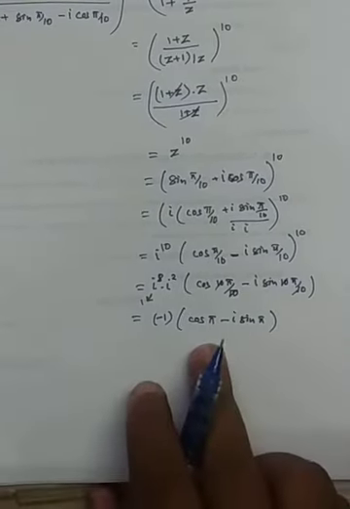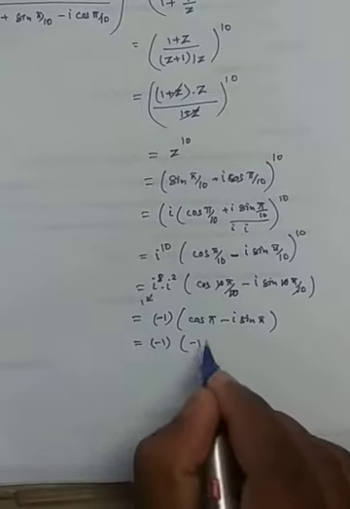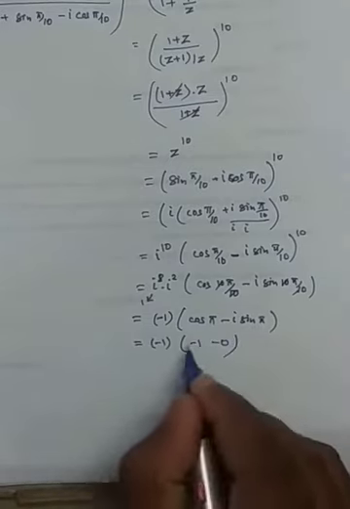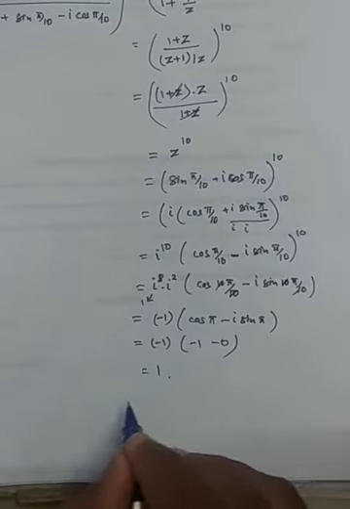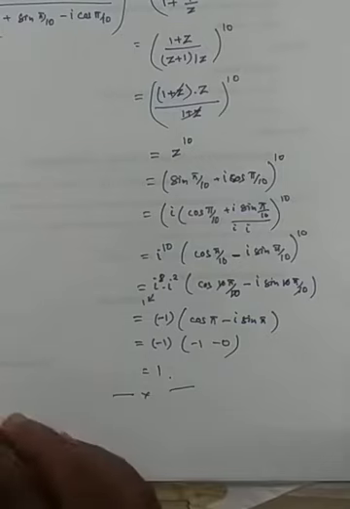As you know, cos pi value is minus 1. So this is minus 1, and this is 0. So leave it off. Minus into minus plus, the answer is 1. So that is the value of this question. Is it clear? Okay. So this is the thing we have to do here.